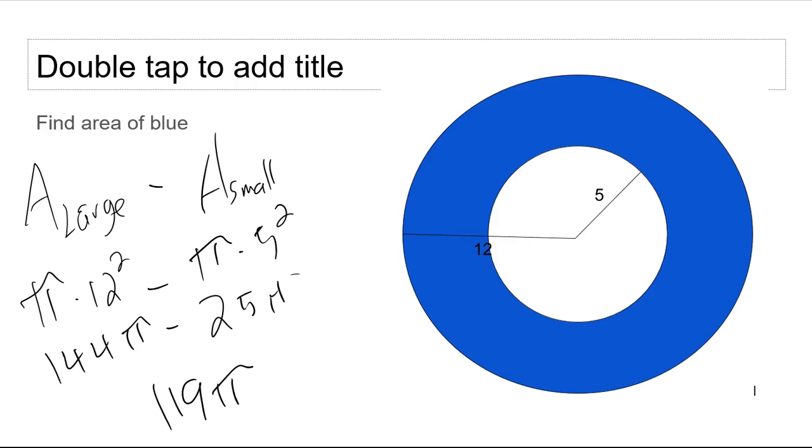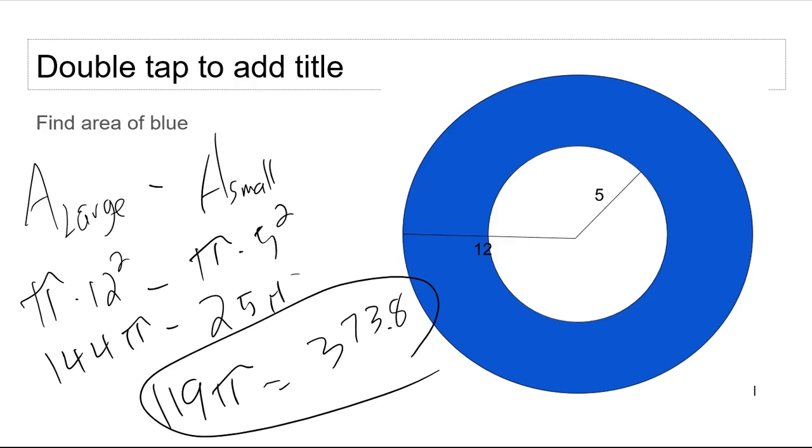And if you actually want to figure that number out, it would be about... both of these answers are right.